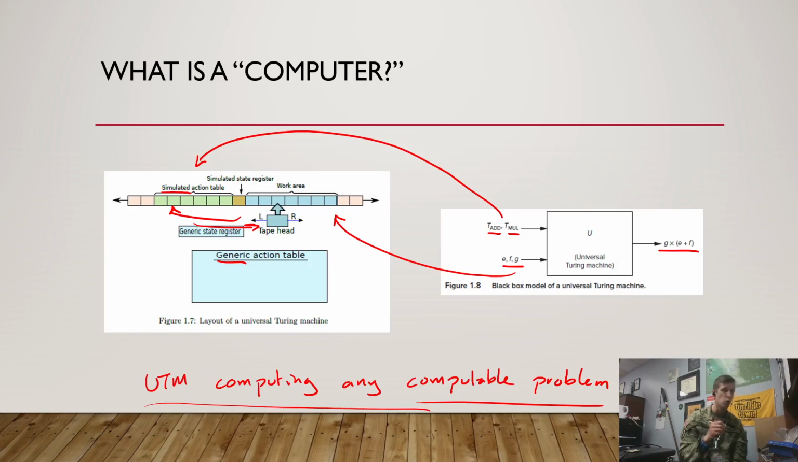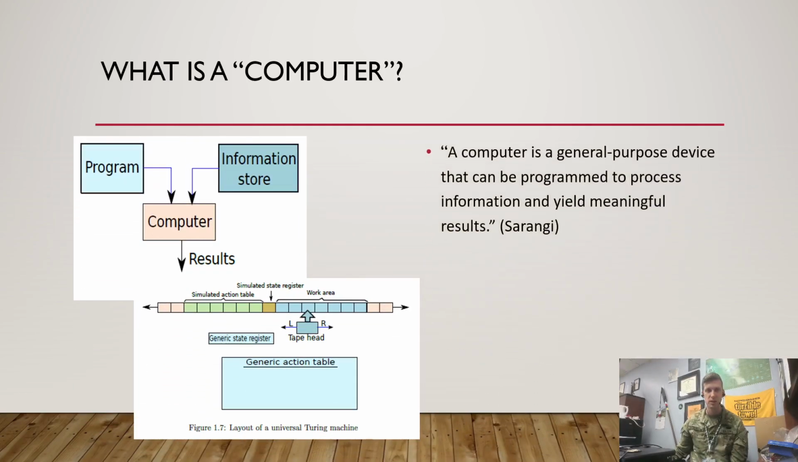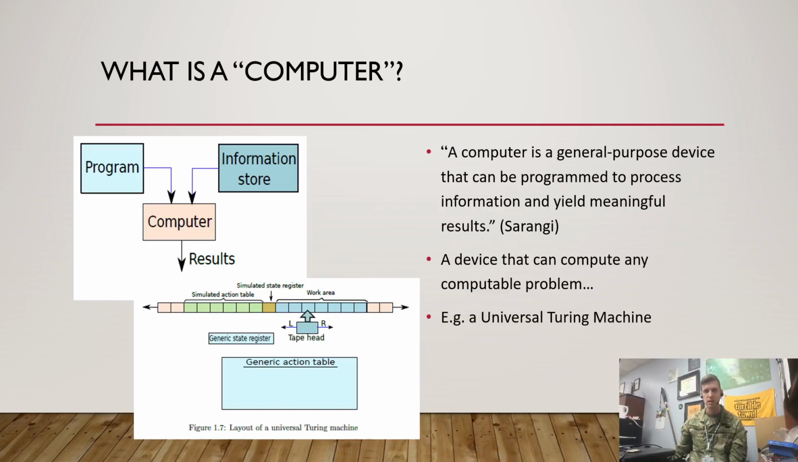And so a universal Turing machine, or something that looks like a universal Turing machine, is in effect a computer. So this provides us with a slightly more specific definition, which is not just that a computer is a general purpose device that can be programmed to process information and yield meaningful results, but also that a computer is a device that can compute any computable problem, or in other words, a device which looks like a universal Turing machine.